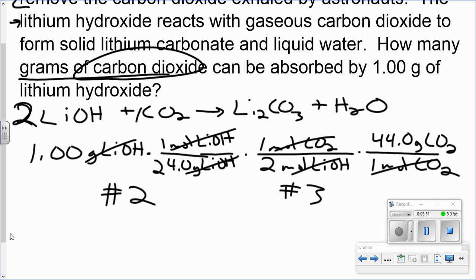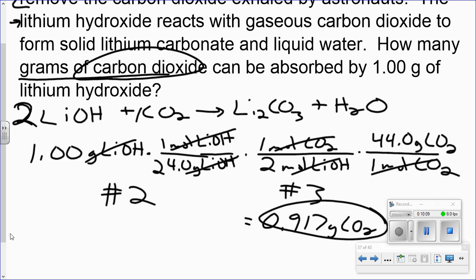The way I'm going to do this is 1 divided by 24. Don't forget to press equals. Divided by 2, press equals. Times 44, press equals. 0.917 is my final answer. 0.917. All right? So that's stoichiometry. We're going to apply more of it later, but that's good for now. If you have any questions, go ahead and ask or email or whatever.